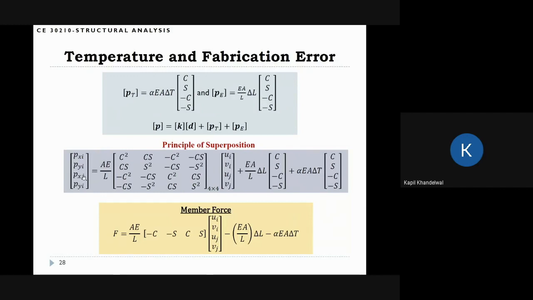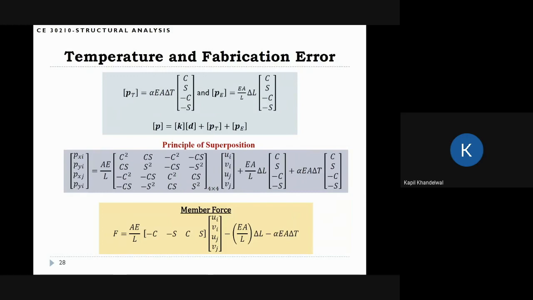including all effects. So Pxi, Pyi, Pxj, Pyj are the nodal forces for a single element, and this is the stiffness matrix. So what we are writing is we are saying that nodal forces is equal to stiffness matrix times displacement. So the first term is the contribution of displacement, the second term is the contribution of fabrication error, and the third term is the contribution of temperature effect. Again, make sure that you remember that the fabrication or temperature effect might not be there. It depends on the member. So these two entries might be present or might not be present.